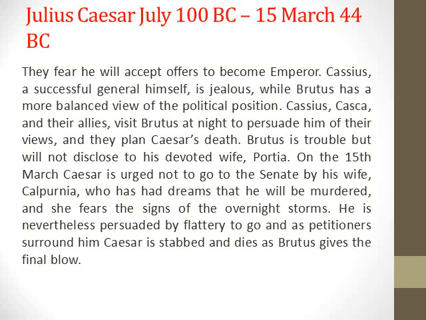On the 15th of March, Caesar is urged not to go to the Senate by his wife, Calpurnia, who has had dreams that he will be murdered, and she fears the signs of the overnight storms. He is nevertheless persuaded by flattery to go, and as petitioners surround him, Caesar is stabbed and dies as Brutus gives the final blow.